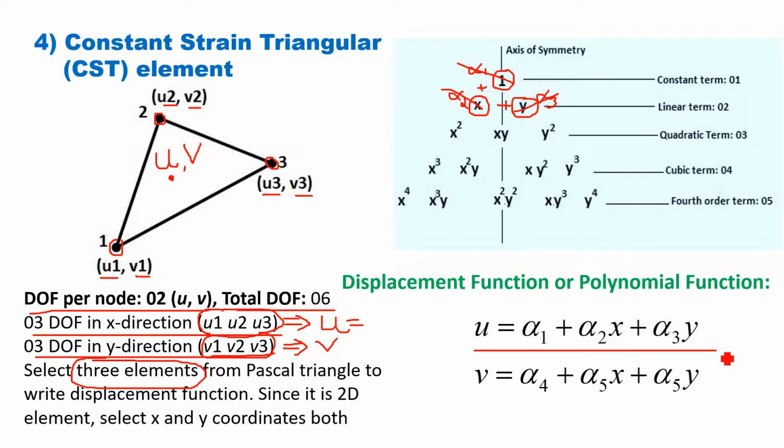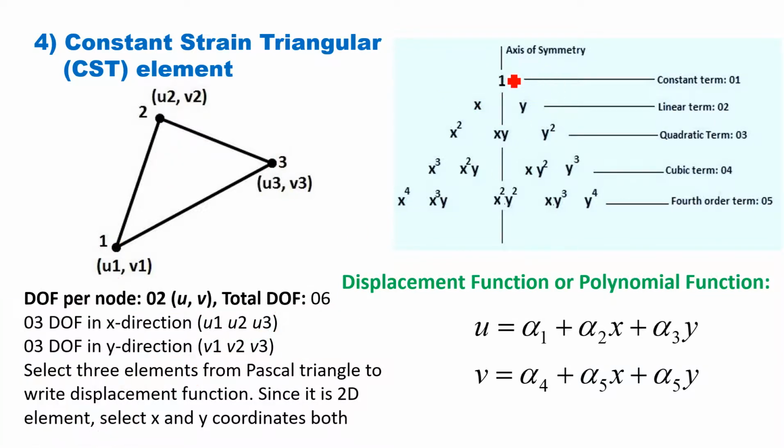Right? Now similarly, to represent the v displacement function in the y direction, we have to consider the degrees of freedom in the y direction. So degrees of freedom in the y direction are also 3, v1, v2, v3. So to represent v also, we have to select the 3 elements from the Pascal triangle, and those 3 elements are the same, 1, x and y.